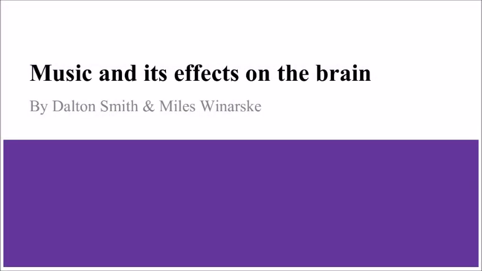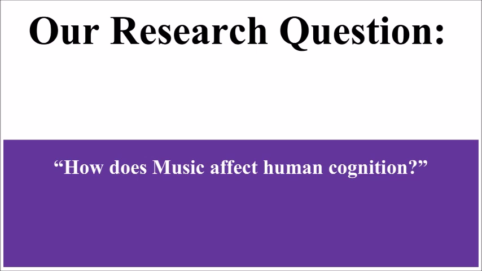Music and its Effects on the Brain by Dalton Smith and Miles Winarske. For our research question, we asked, how does music affect human cognition? The experiment.